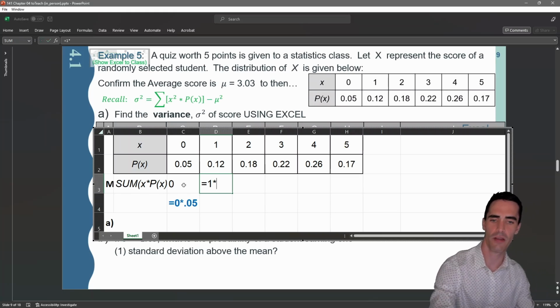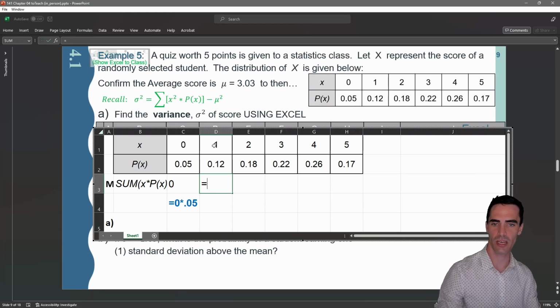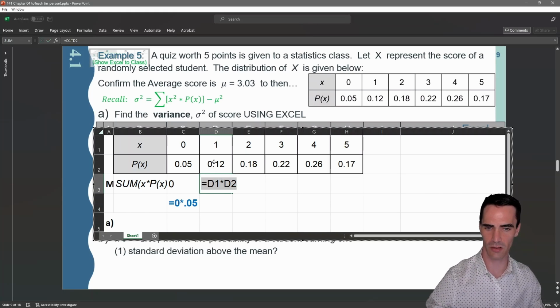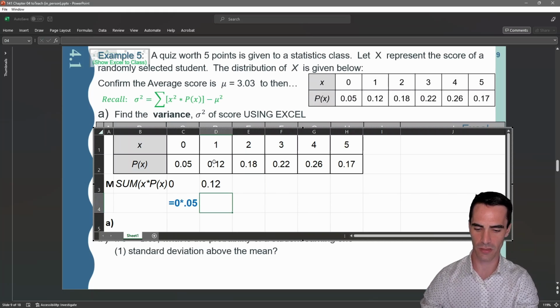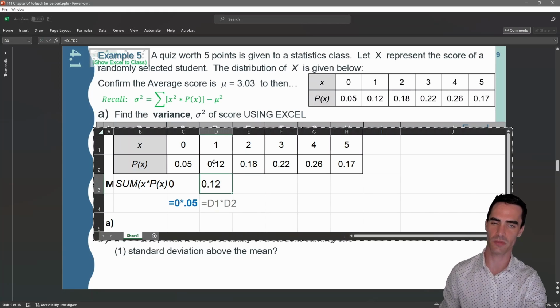Instead, let me use cell referencing. Let me write equals, and I'll click on, this is D1 for me, times probability, 0.12. And so again, you might be looking at that saying, okay, what's the point of cell referencing? That's maybe not necessarily saving you some time. Let me show you a very friendly trick here.